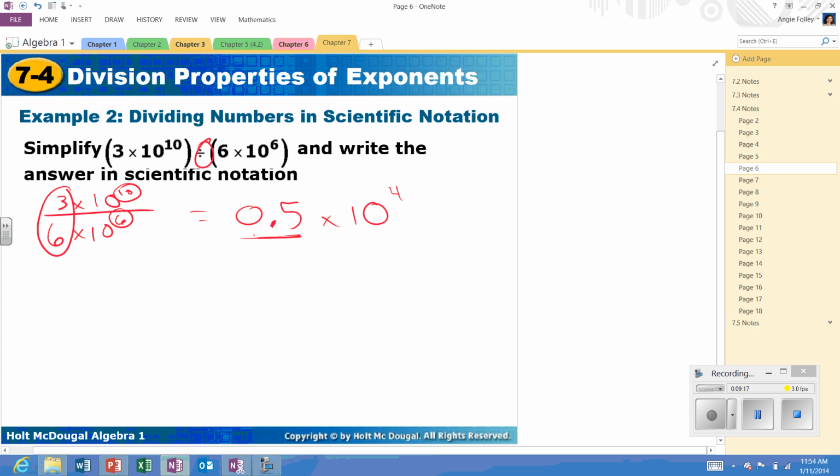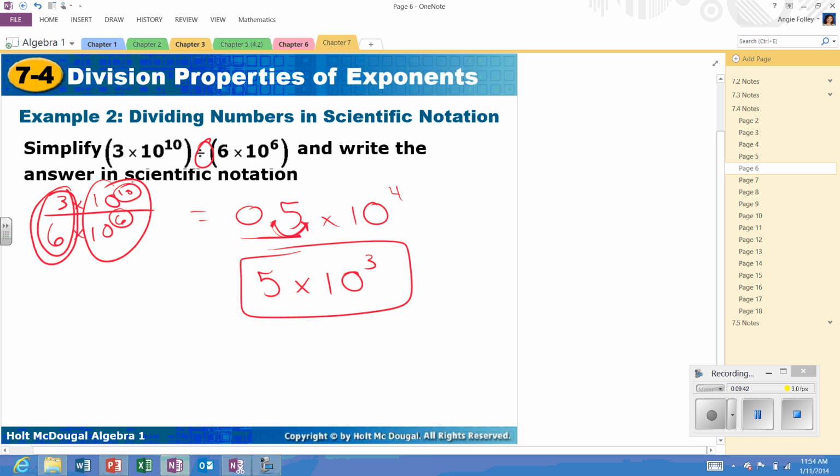Remember, this number out in front has to be between 1 and 10, or greater than or equal to 1, but less than 10. So we need to move that decimal place over. So it becomes 5 times 10 to the 3rd. Okay, since we already took away one of those 4 places to the right, it now becomes 10 to the 3rd. So again, we divide out the numbers out here, and then because these are the same base over here, we subtract the exponents.